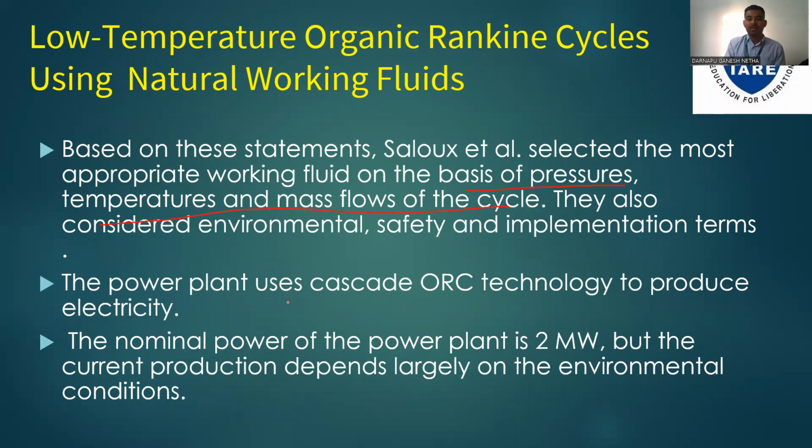The power plant uses cascade organic Rankine cycle technology to produce electricity. The nominal power of the power plant is 2 megawatts, but the power produced depends largely on the environmental conditions.